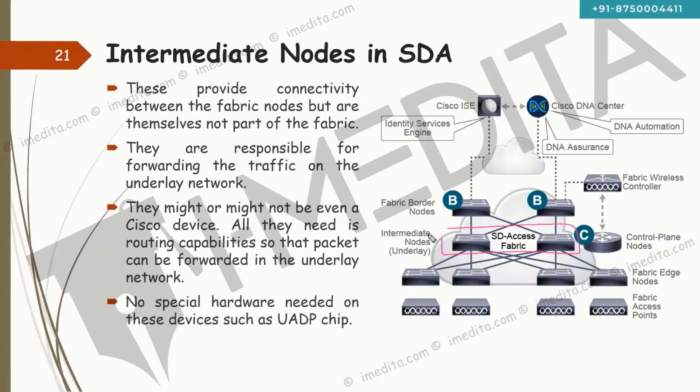And these intermediate nodes provide the reachability from one device to another, but they are not part of the fabric. They are not part of the SDA fabric. They could be any device, Cisco or non-Cisco, it doesn't matter, as long as they are able to forward packets based on the IP address, everything will work. No problems at all.